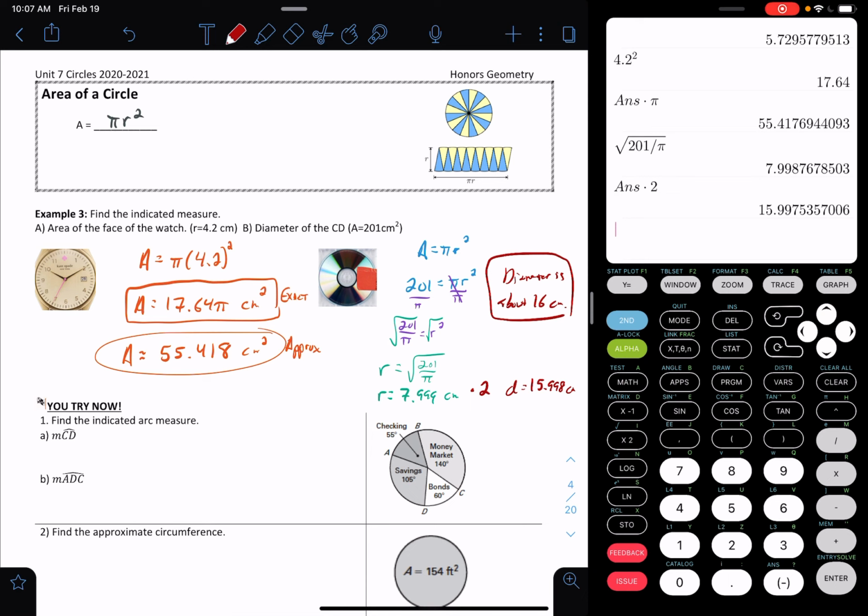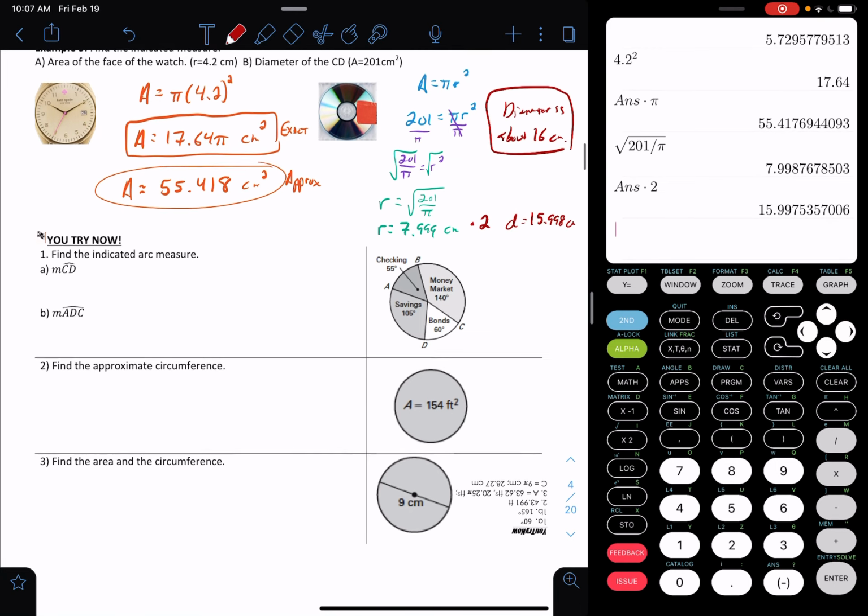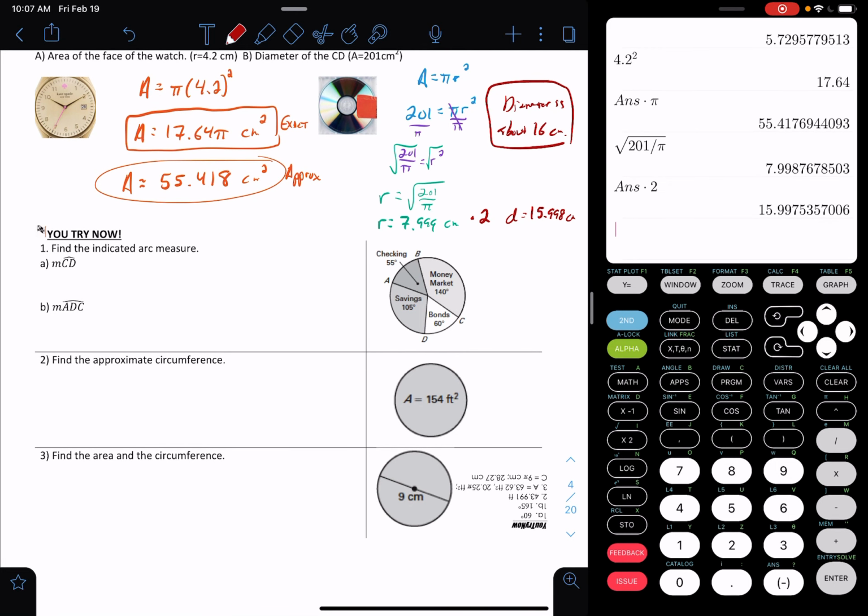All right, so that's kind of our introduction to circles. We've got vocab, we've got the arc addition postulate, circumference, and area. So using everything that we talked about, try these You Try Now problems. We'll go over them in class. If you have any questions, make sure to let me know.